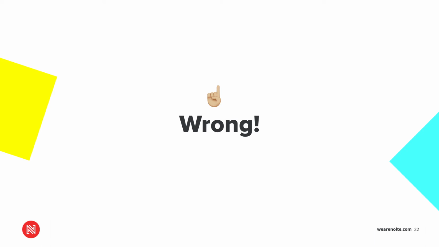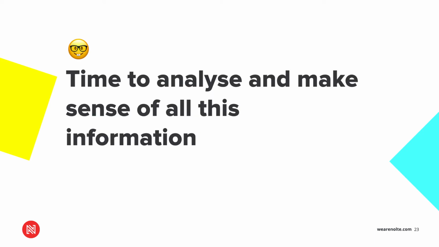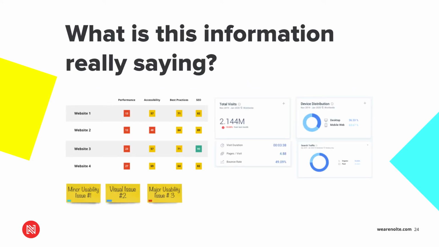Well, not yet. Before that, we need to dig deeper and start making sense of all this information, because what is this information really saying? All we see are numbers, and yes, we can start improving the performance of the website, but what issues should we address first? How do we prioritize? How do we know which improvements are going to have the most impact on the user experience?